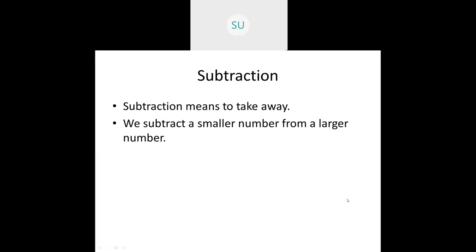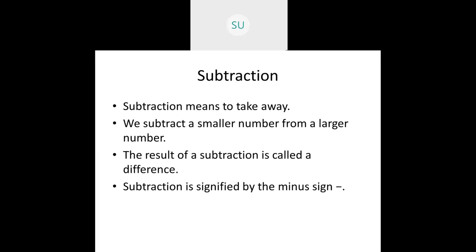Then, we always subtract a smaller number from a larger number. The result of subtraction is called a difference. What is the result of subtraction called? It is called difference. Okay. So, subtraction is signified by the minus sign. This is the minus sign.